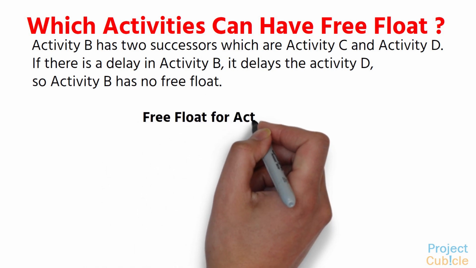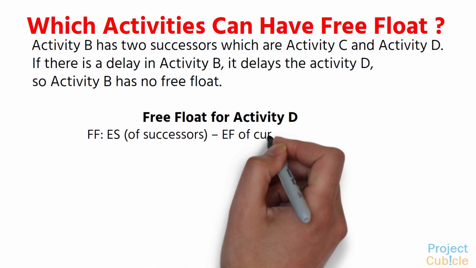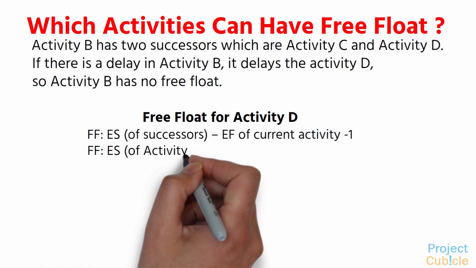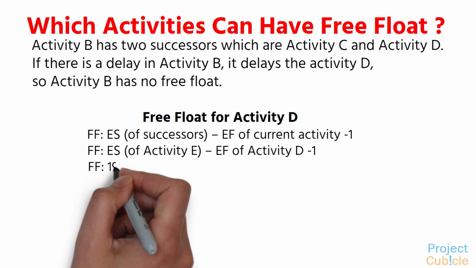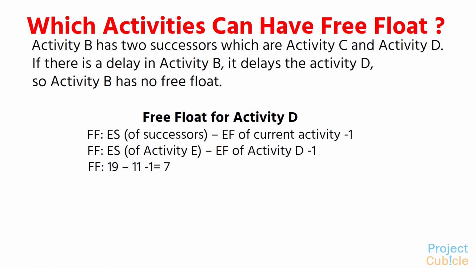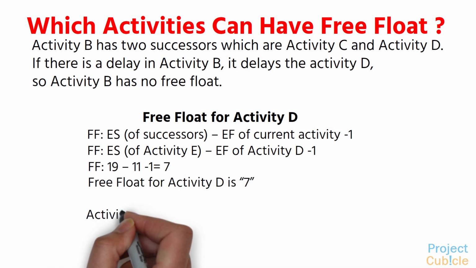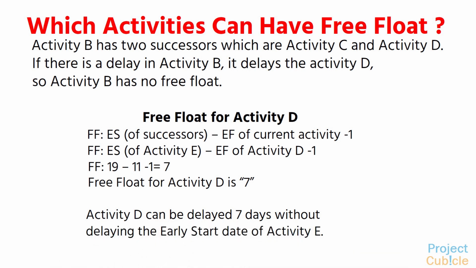Free float for activity D. FF = ES of successors - EF of current activity - 1. FF = ES of activity E - EF of activity D - 1. FF = 19 - 11 - 1 is equal to 7. Free float for activity D is 7. Activity D can be delayed 7 days without delaying the early start date of activity E.